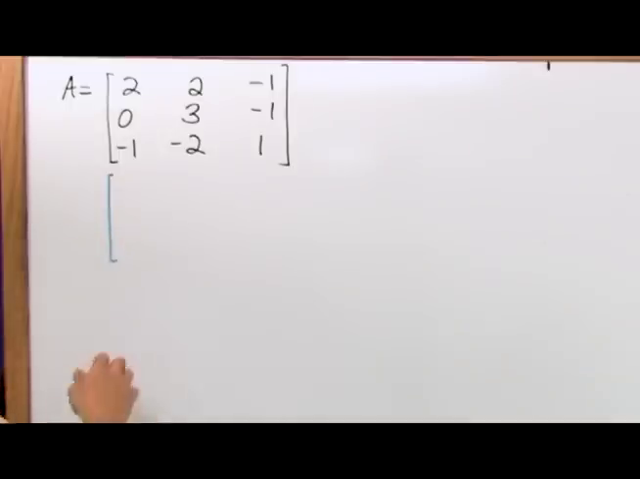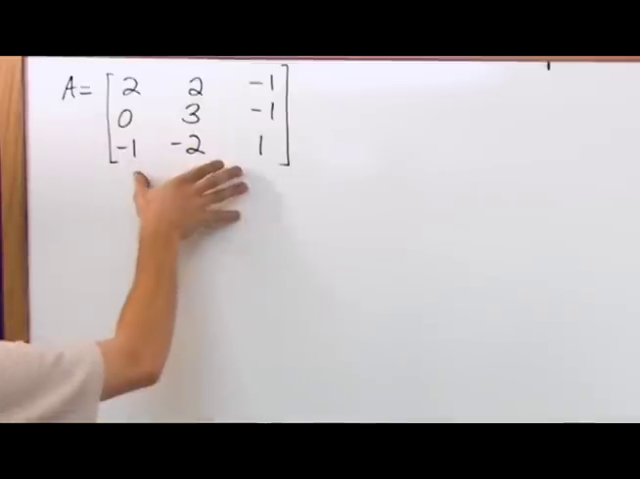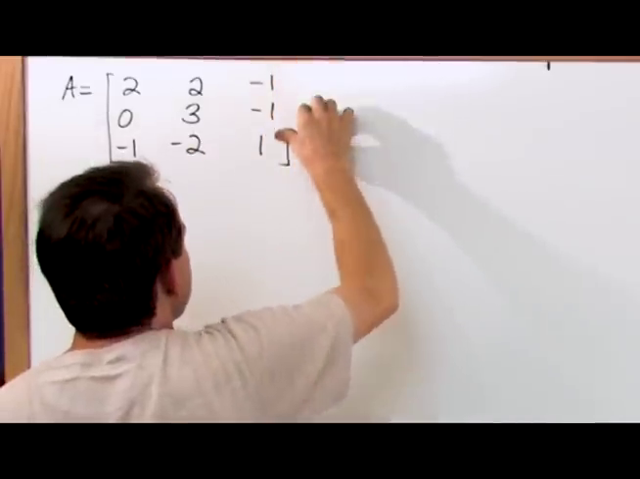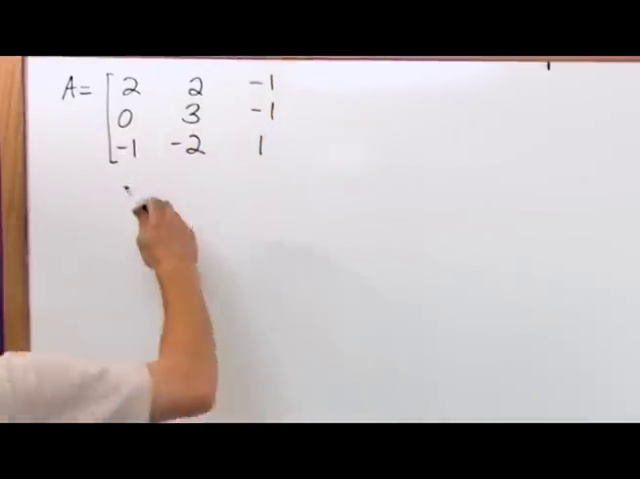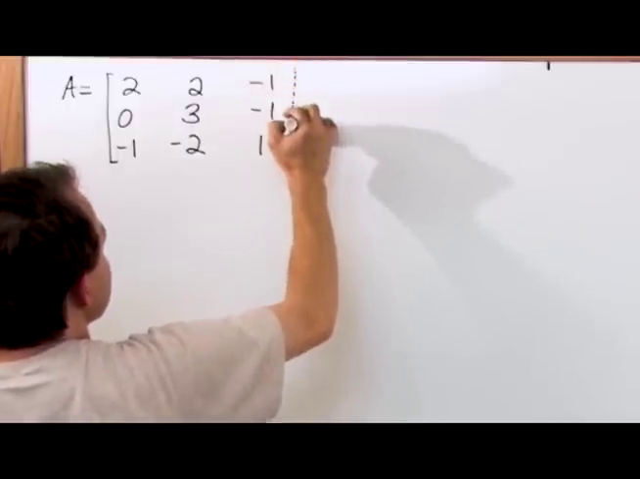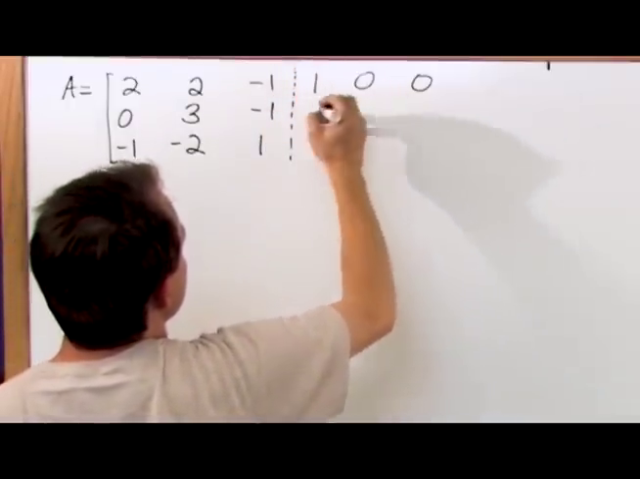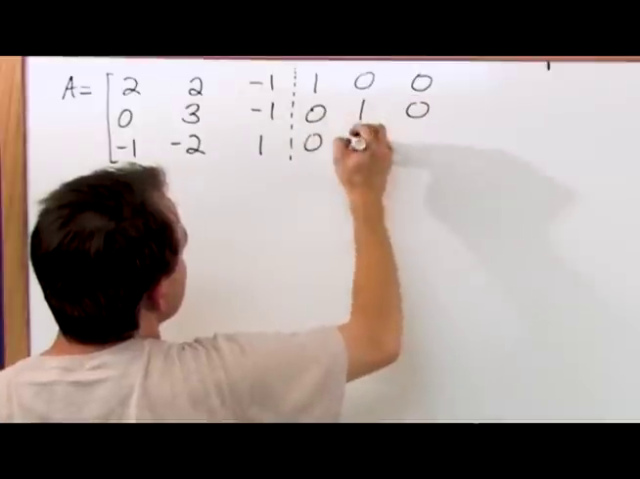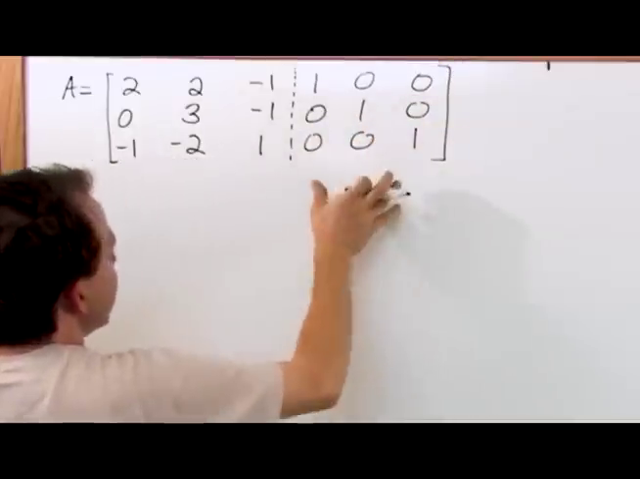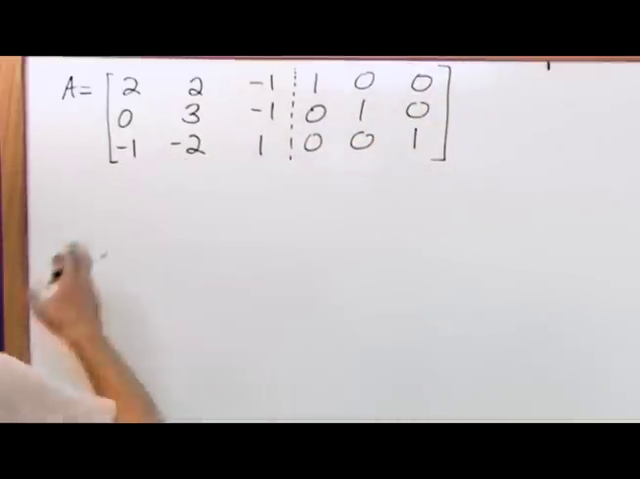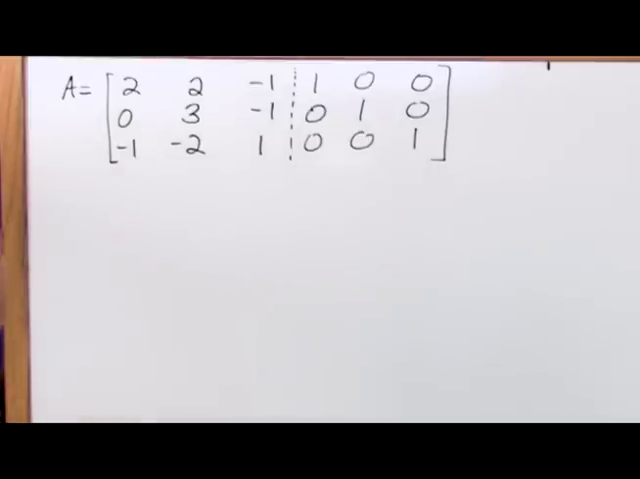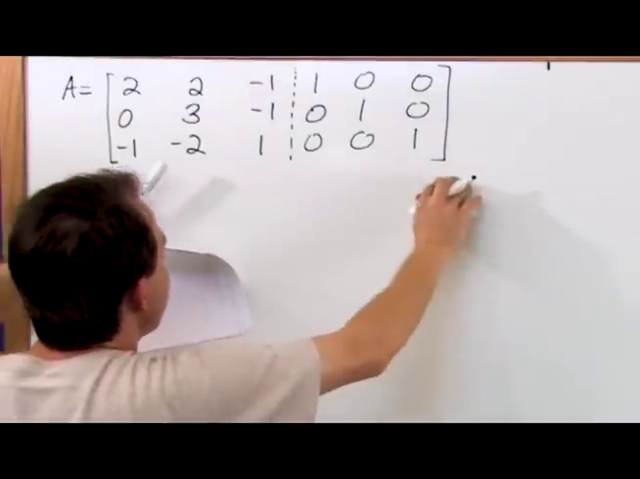Actually, let me just save a little bit of board space here. This is your problem. Your first step on your test is going to be to write that down, put a dotted line here, and then write an identity matrix here. 1, 0, 0, 0, 1, 0, 0, 0, 1. This is a 3x3 identity because you had a 3x3 to begin with. Okay? So this is what you were given. You write this down, literally.